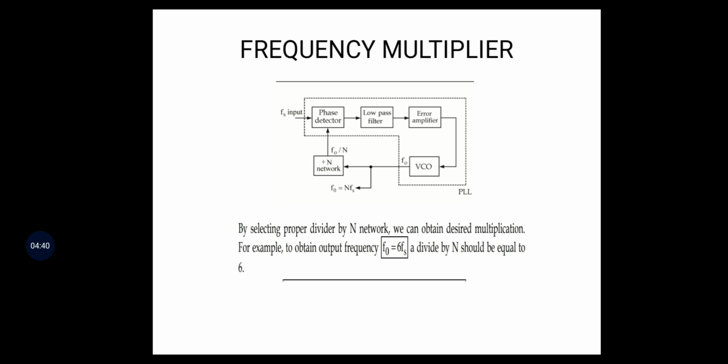Next, by selecting a proper divide by N network, we can obtain the desired multiplication. Example, if F0 is equal to 6Fs, we want to multiply by 6, then the divide by N should be equal to 6. If you want F0 equal to 8Fs, then the divide by N network should be equal to 8. So in this way we multiply the frequency.